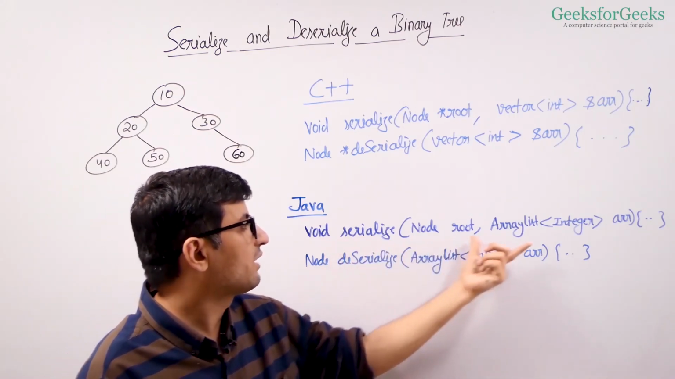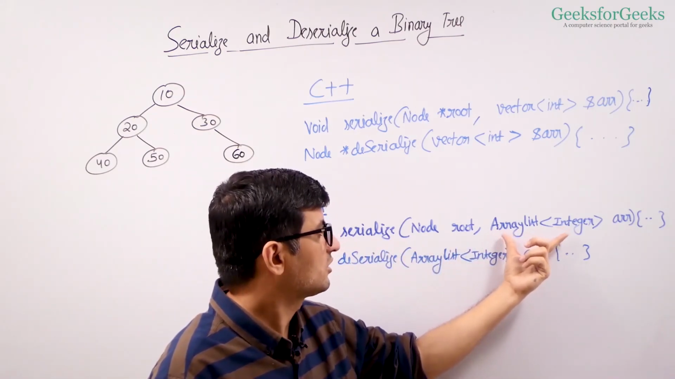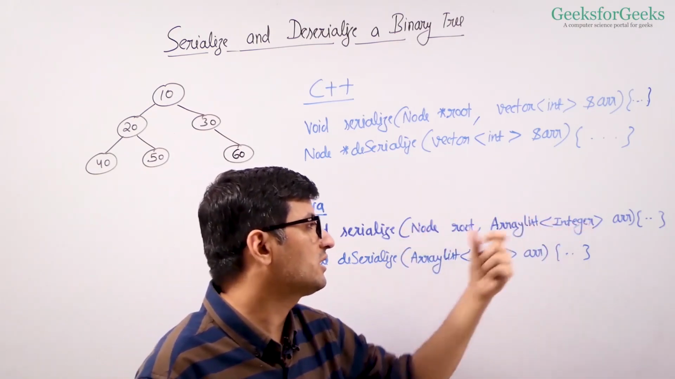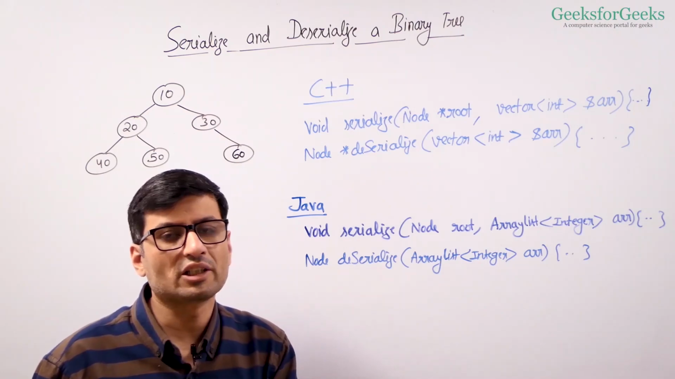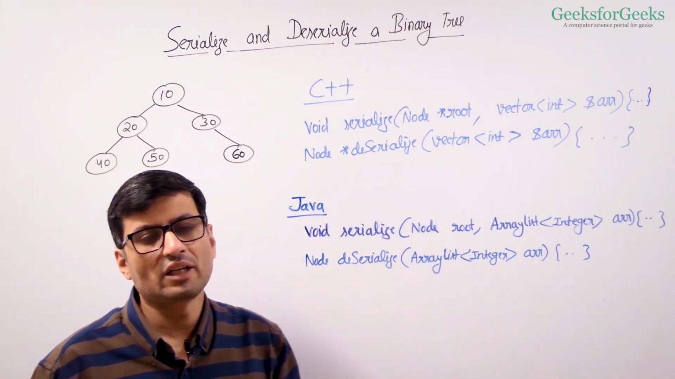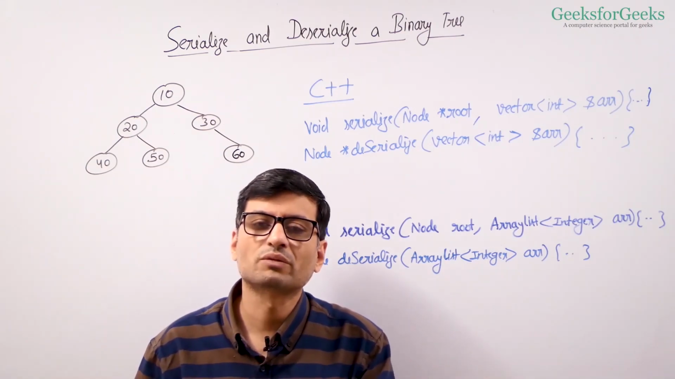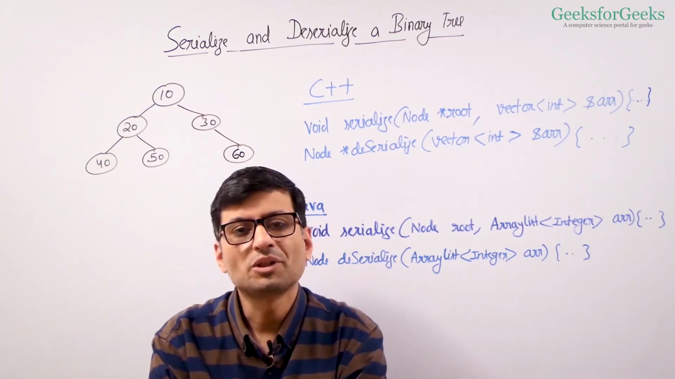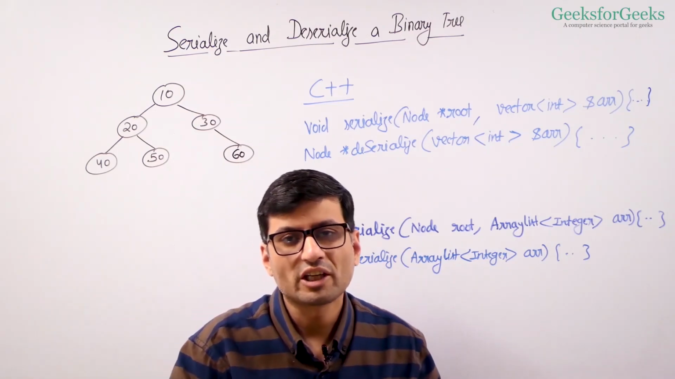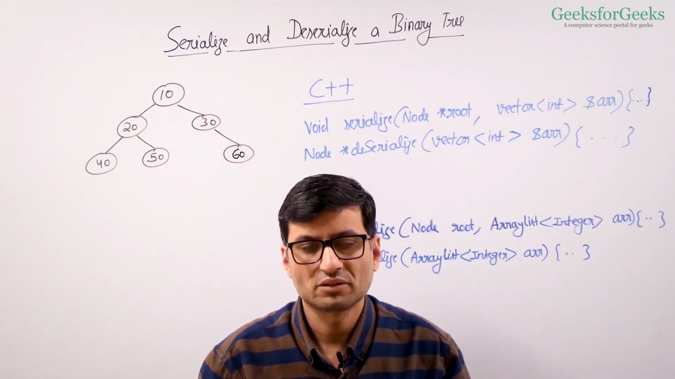In Java, we have array list instead of vector. So our serialize function is going to take root and an array list and it's going to fill the data in the array list. And our deserialize function is going to take the array list and it's going to return root of the constructed binary tree. Now please pause this video and try to write down the serialize and deserialize functions.